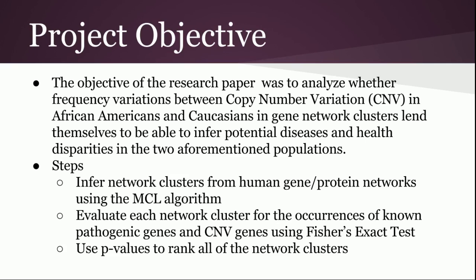In order to achieve this, we have to follow the following steps. First is to infer network clusters from human gene networks using the MCL algorithm. After that's done, each network cluster must be evaluated for the occurrences of known pathogenic genes and the CNV genes using Fisher's exact test. And then all the clusters are ranked by their p-values to determine which clusters are considered interesting or not.